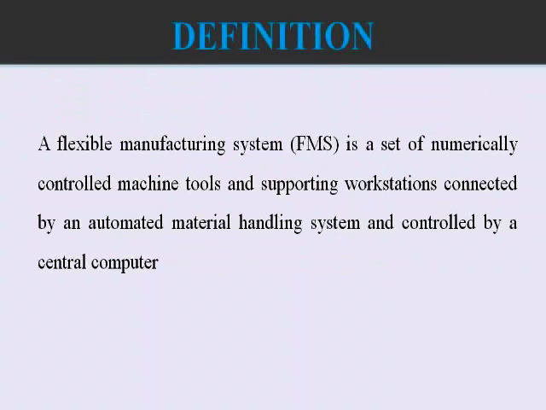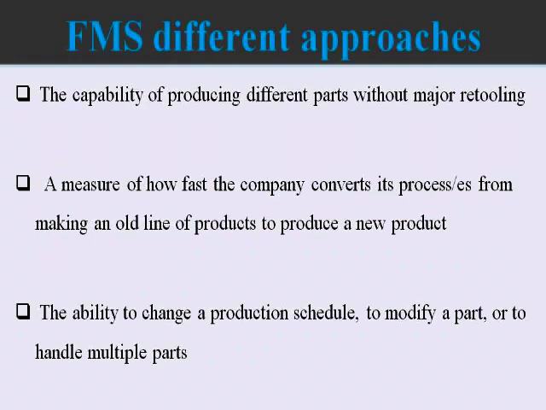A flexible manufacturing system is a set of numerically controlled machine tools and supporting workstations connected by an automated material handling system and controlled by a central computer. The capability of producing different parts without major rerouting, a measure of how fast the company converts its processes from making an old line of product to produce a new product, and the ability to change a production schedule to modify a part to handle multiple parts, are all called different flexibilities.